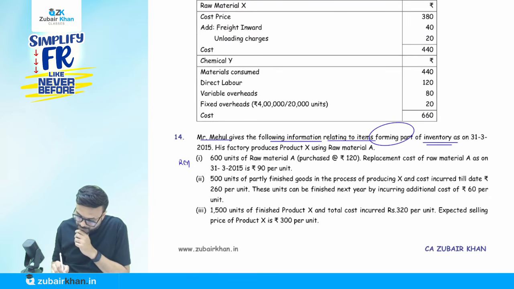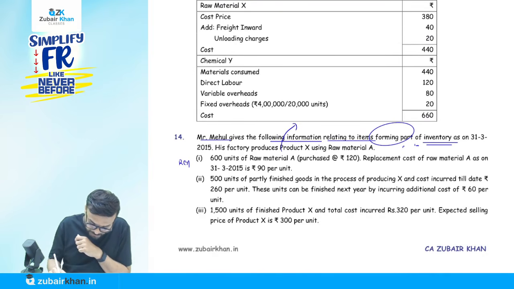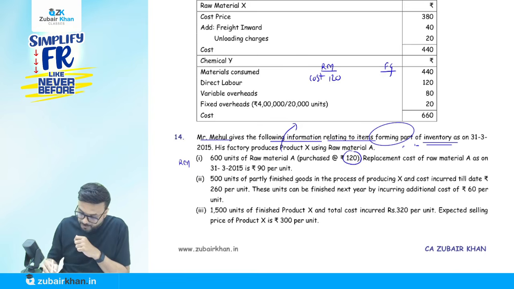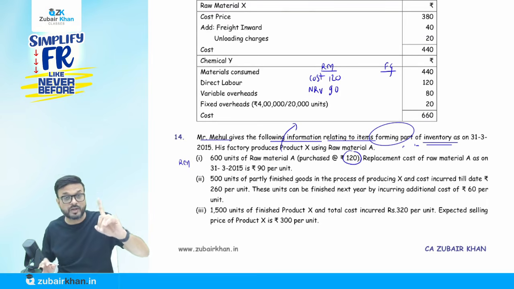Raw material A is purchased at 120. How much is the cost? What is the cost? Raw material we are talking about. Just give me a minute. Let me write here, because of space. So raw material and here finished goods I will write. How much is the cost that they have mentioned? 120. Then they say the replacement cost of raw material A on 31st March 2015 is rupees 90. So what is the NRV here? It is 90. You say, oh, lower is 90. So you say, wait.